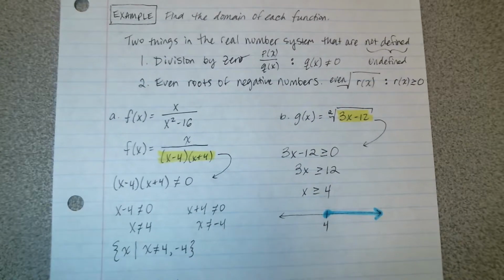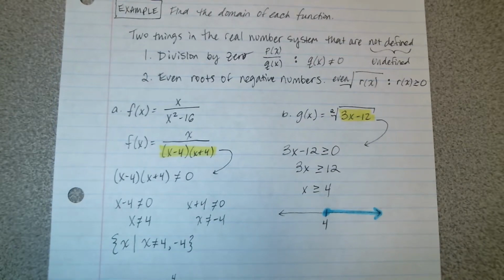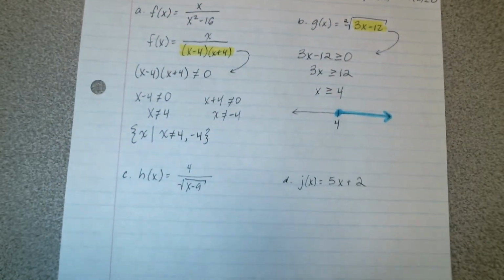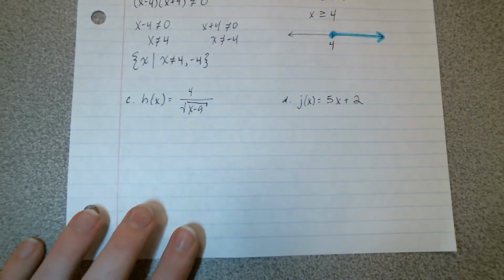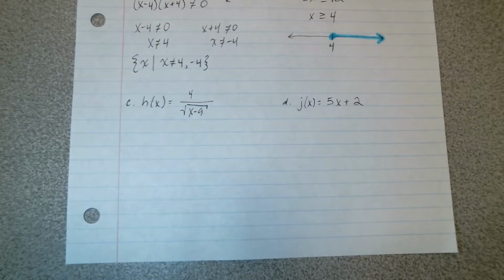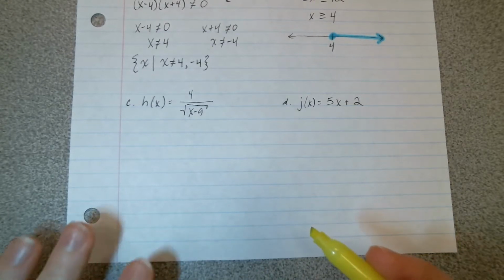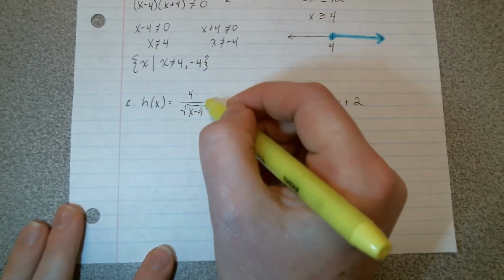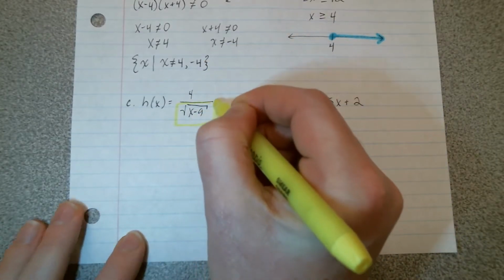So I have 2 more parts to this problem. I have parts C and D. Part C, I have h of x equals 4 divided by the square root of x minus 9. So you can see that I put both cases in here. I have a fraction and an even root. So I have to consider both of these options. So you'll notice that the square root is in the denominator.